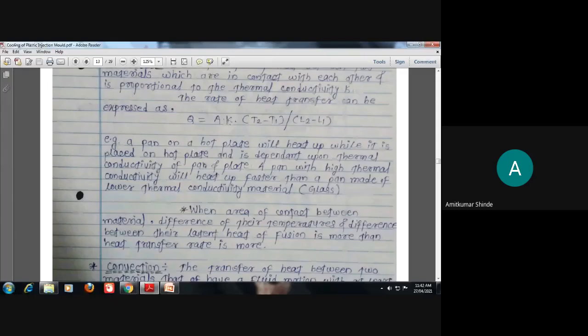When the thermal conductivity of the materials which are in direct contact is more, then the rate of heat transfer or the rate of heat removal will be more. So these factors you can explain in this formula only: rate of heat transfer is proportional to the ratio, the difference between their temperatures.